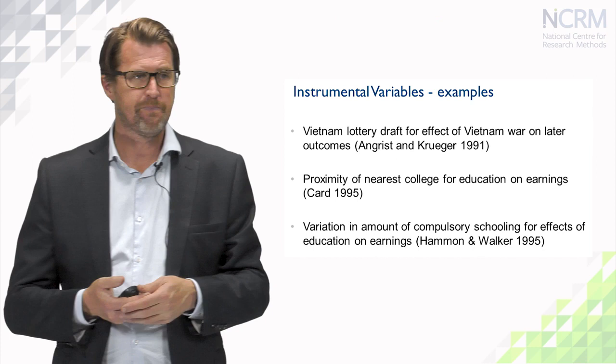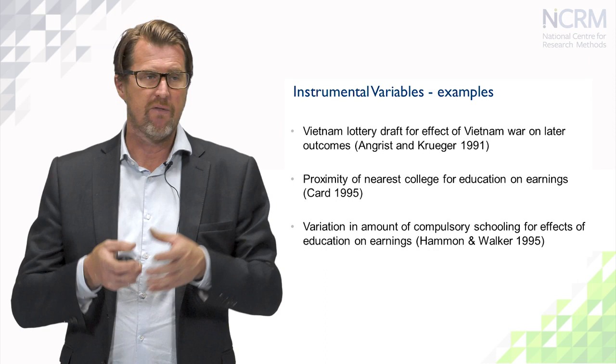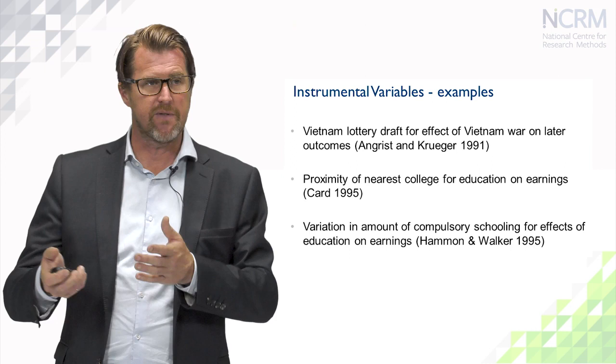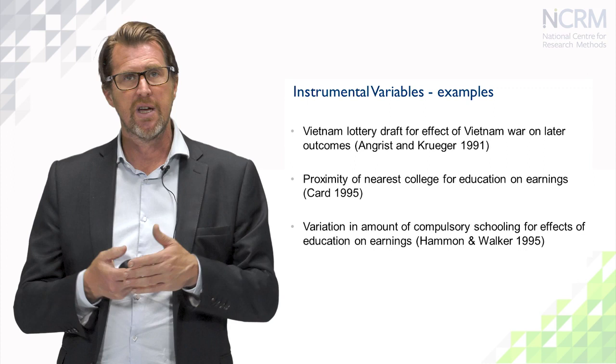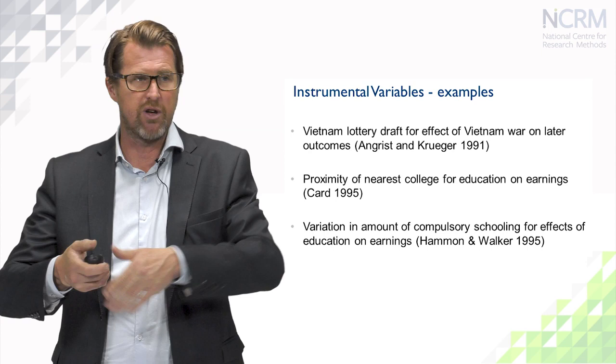War. Another one that's been used is proximity to your nearest college for studying the effects of education on earnings. Obviously, if you just look at the relationship between education and earnings, there are many unobserved variables that would mean that you couldn't just take the simple correlation between education and earnings as a causal effect. But if you can use something like proximity to a college, that can have a direct effect on education, but not a direct effect on your earnings other than through its effect on education.